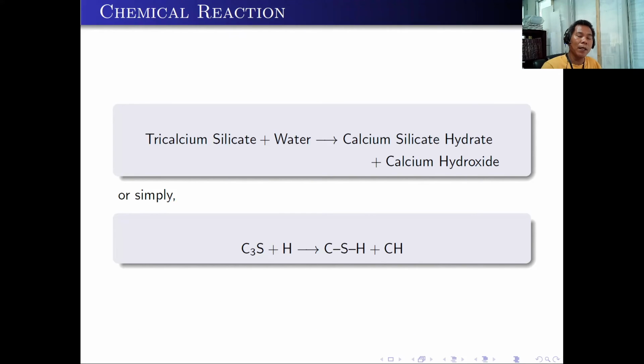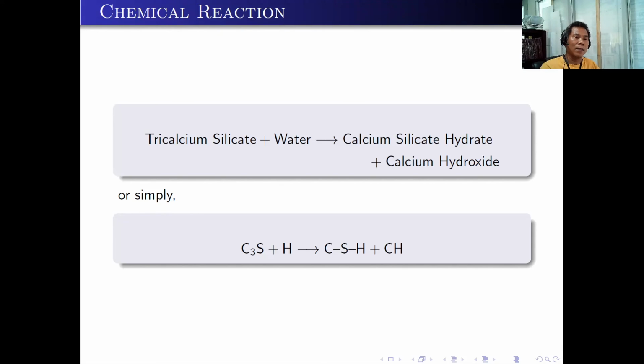So here, the tricalcium silicate, if you add water, will result in calcium silicate hydrate and calcium hydroxide. Or simply, in cement chemistry, this is quite different from the chemistry that we know. In chemistry that we know, C is for carbon, H is for hydrogen. But in cement chemistry, we are using what we call the oxides. So if you say capital C, that means calcium oxide.